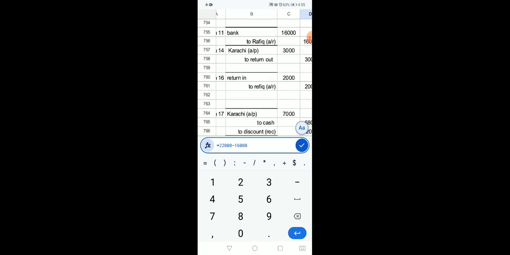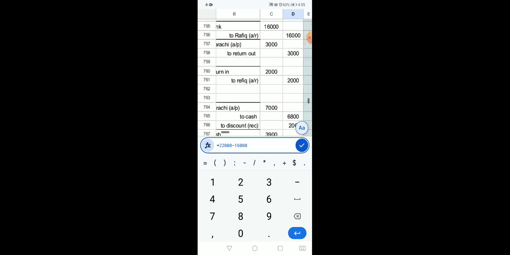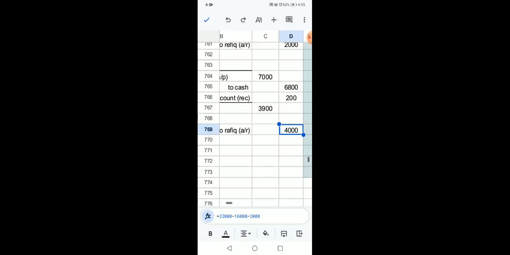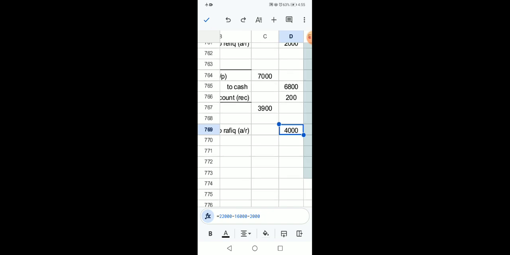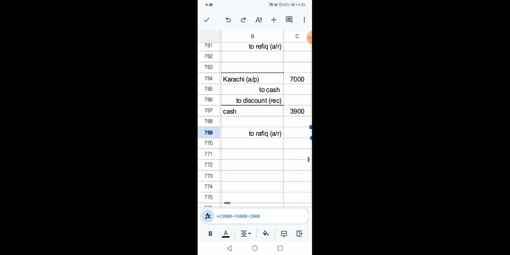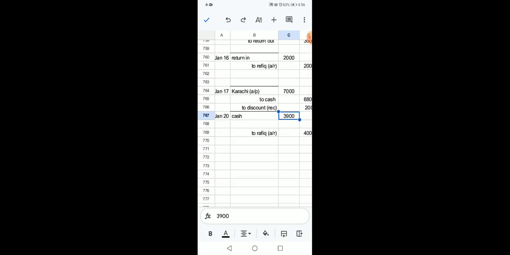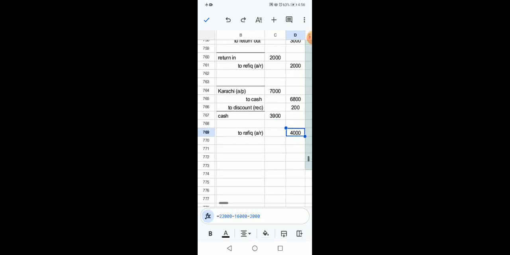Next is January 16, where he returned some of the goods, for which the amount would not be received. So 2,000 worth of goods had been returned. The remaining amount shows what was receivable from Rafiq, while on real ground you have received just 3,900. How is it possible? The total amount receivable in full settlement was 4,000, and you have received 3,900.